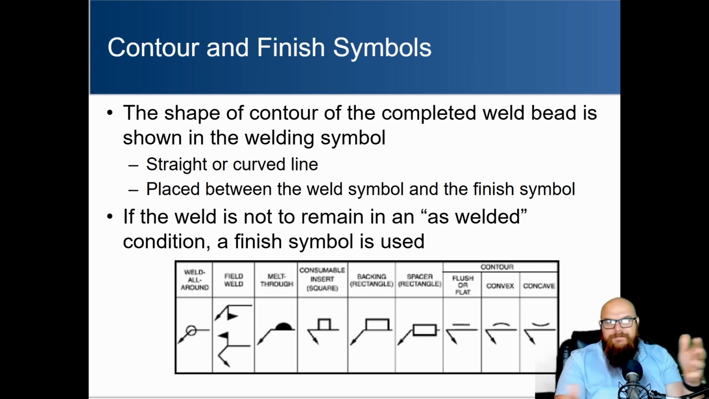You may not care, like, hey, it doesn't matter, just weld it up. Or you may say, no, the finish needs to be flat because we're going to put something else on top of it. Or we want it convex because we want a little bit more thickness to help increase its strength. So these are an optional thing. You may or may not see them when it's all said and done.